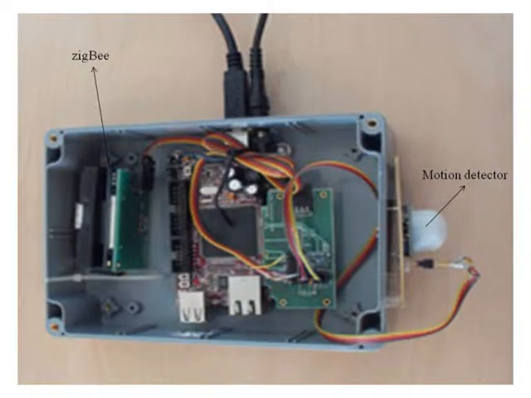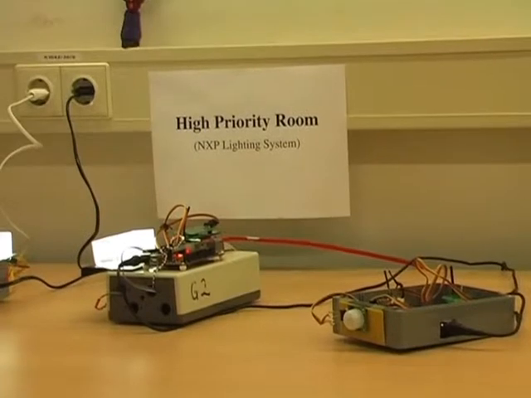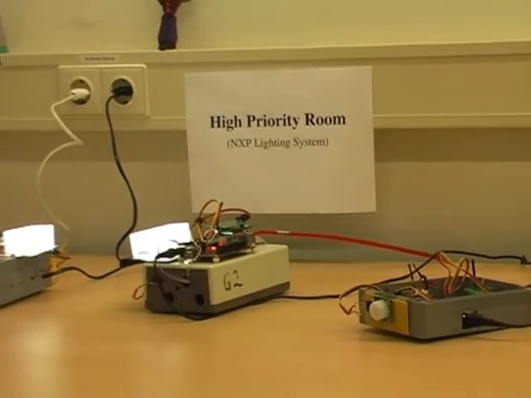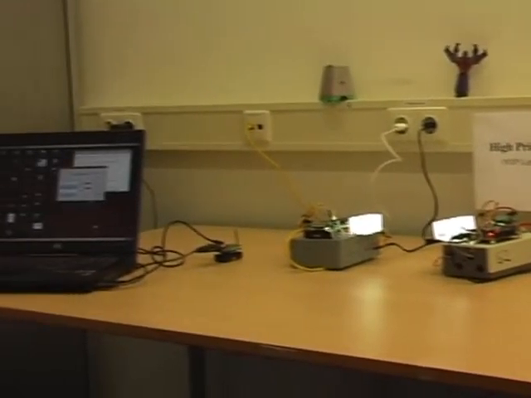The NXP lighting system consists of sensors that can detect presence by motion detection and light intensity in the environment. Here you also see two light KPs that can change lighting conditions in the environment. These light KPs can also measure the energy that they consume and report it to the SIB. A switch is shown here that runs on a laptop.